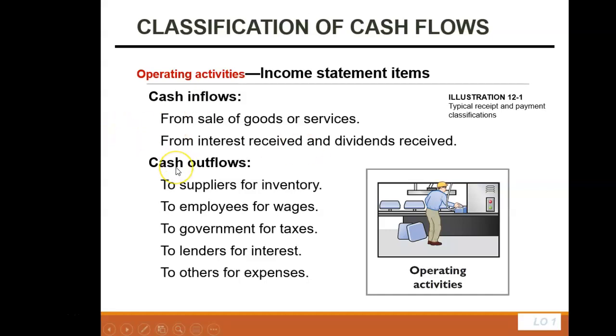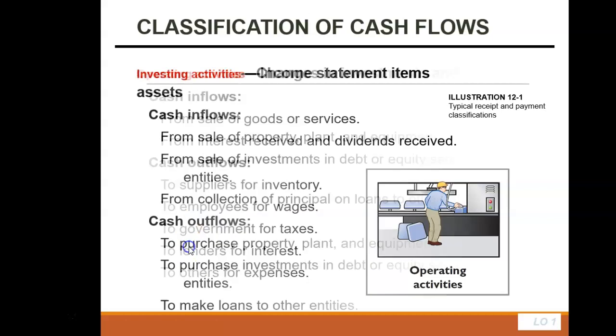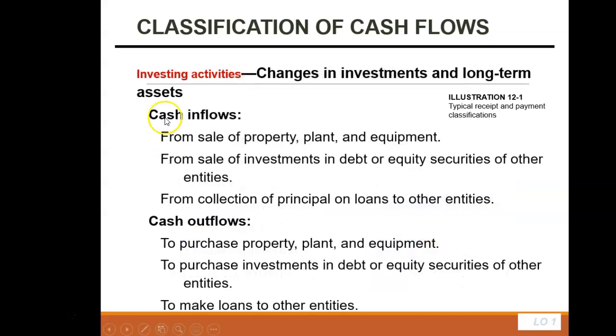When you think about your cash outflows, think about buying supplies for inventory, paying out wages, paying taxes, interest for loans, and other operating expenses, which are examples of outflows under your operating activity. So the income statement shows the revenue, the cash inflows. It shows all the expenses, the cash outflows. When you think about your investing activity, again, you're focused on any changes in investments and your long-term assets.